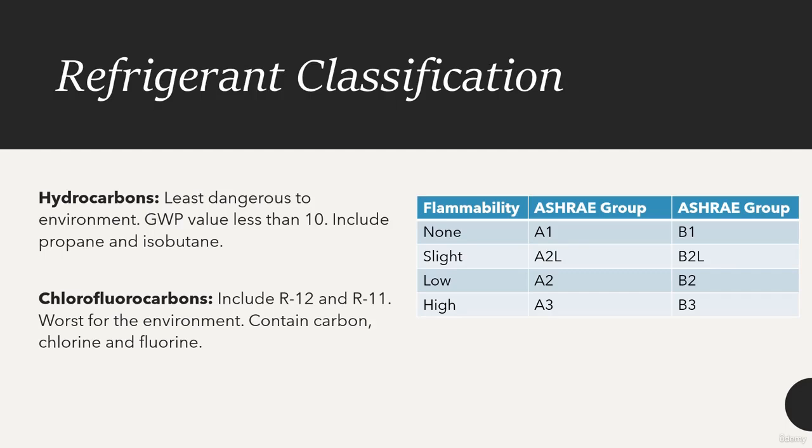Hydrocarbons are the least dangerous to the environment with a GWP value of less than 10. Those include what we just talked about, which is propane and isobutane. Chlorofluorocarbons, or CFCs, include R12 and R11 and are the worst for the environment. They contain carbon, chlorine, and fluorine.